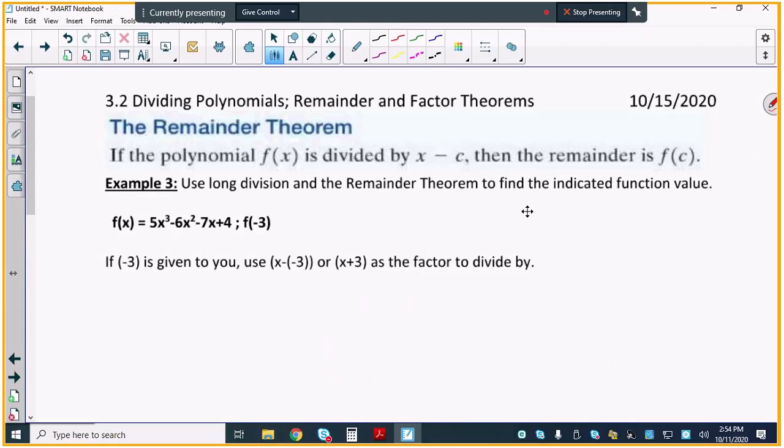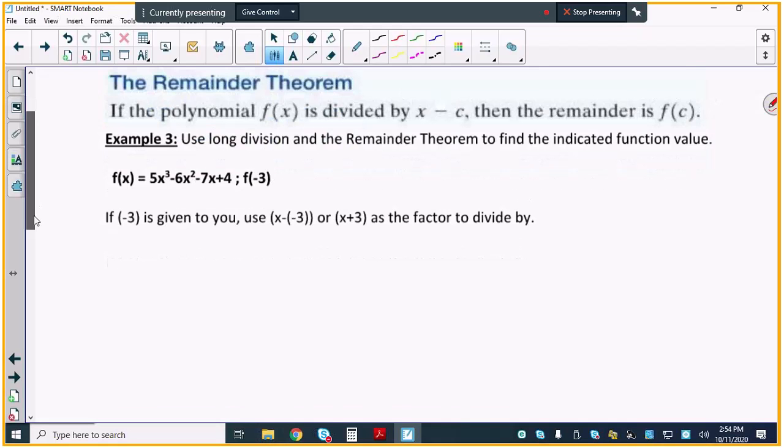The most important theorem in this section is the remainder theorem. What does it say? It says that if the polynomial f(x) is divided by x minus c, then the remainder of the division is f of c. So for example, given a polynomial in example 3, f(x) equal to 5x cubed minus 6x squared minus 7x plus 4, I am interested in finding f of negative 3. I would like to divide the given polynomial f(x) by x minus negative 3, which is x plus 3, or simply do the synthetic division by negative 3.